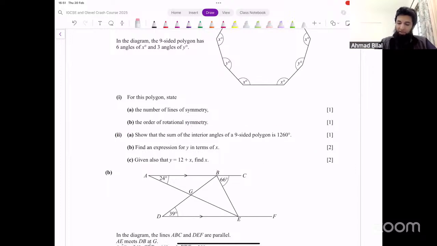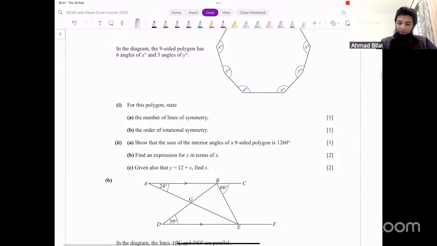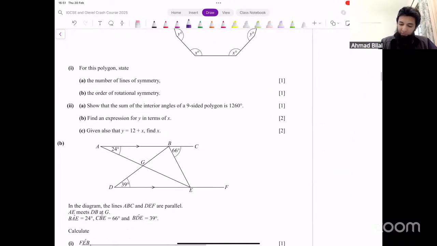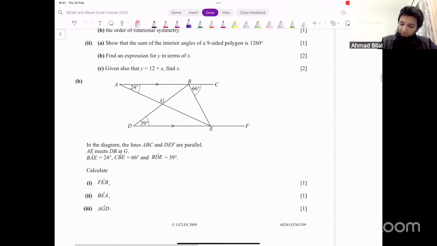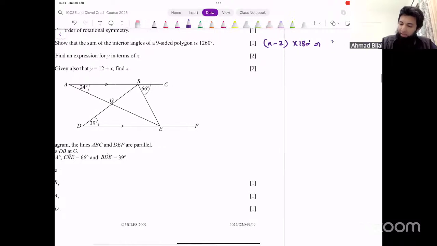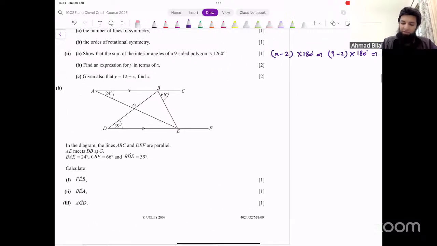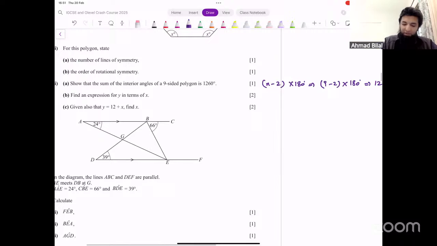It says, show that the sum of the interior angles of a 9-sided polygon is 1260. How do you do that? What's the formula for the sum of interior angles? That's n minus 2 times 180. That is 9 minus 2 times 180. If you evaluate that, you would get 1260. That was this part. Okay, fairly straightforward. Now they're saying find an expression for y in terms of x.